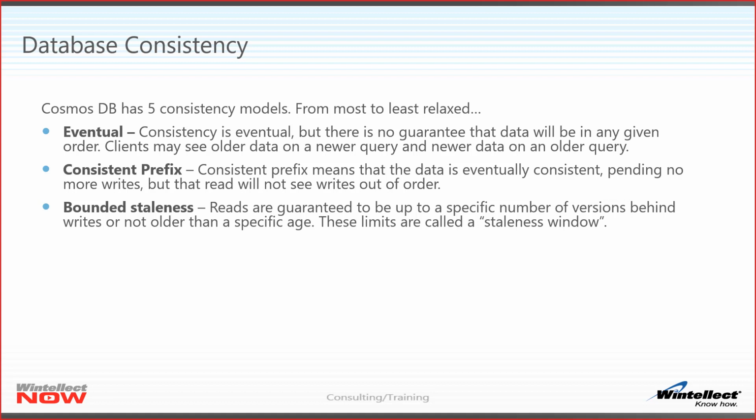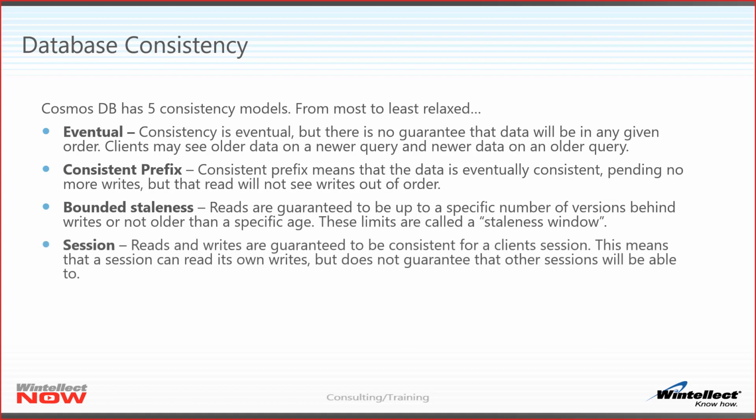So it guarantees reads to be up to a specific number of versions behind writes, no older than a specific age. So basically, if I'm writing new data, then what I'm reading won't be any more than 2 or 3 seconds behind that, or whatever my staleness window might be. If I say it's 500 milliseconds, then I won't be reading anything that's more than 500 milliseconds old. For many people, that level of consistency is pretty good. It gets a little bit closer to strong consistency.